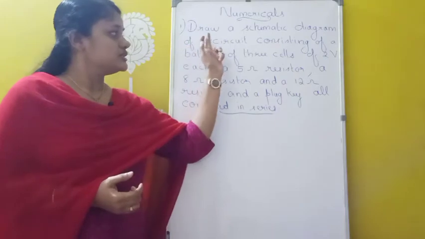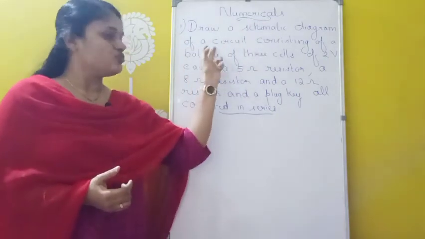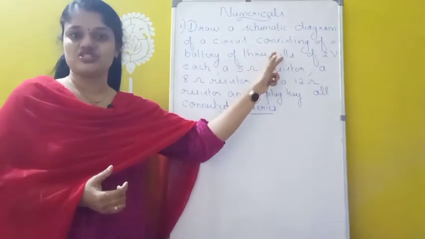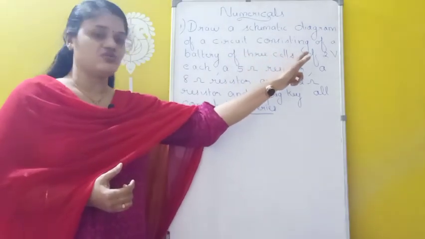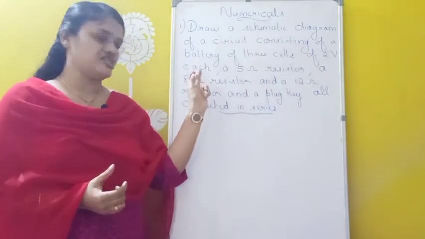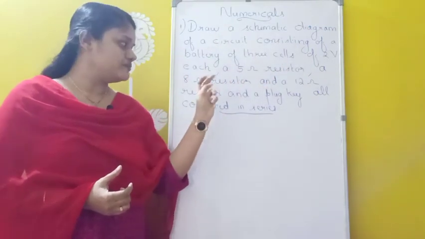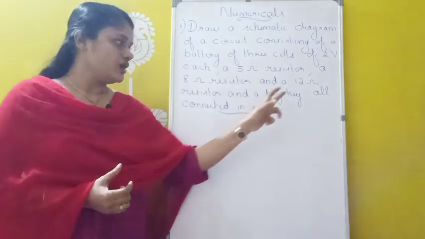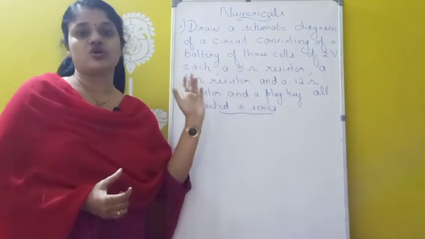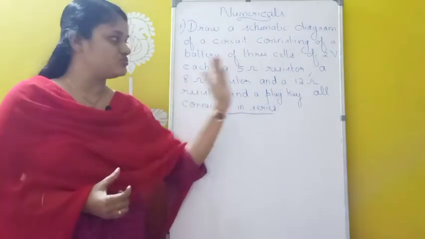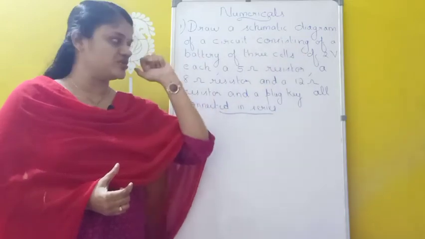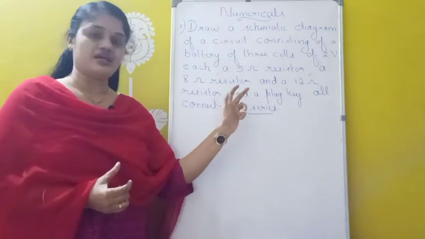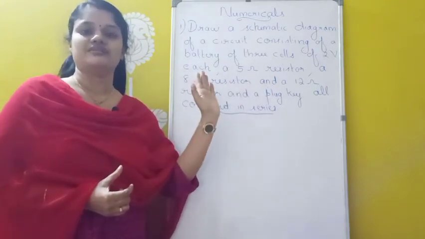So first one, draw a schematic diagram of a circuit consisting of a battery of 3 cells. This battery consisting of 3 cells, and each cell is of how much potential difference? 2 volt potential difference, and a 5 ohm resistor, an 8 ohm resistor, a 12 ohm resistor and a plug key all connected in series. So we have to draw a circuit diagram consisting of which all things? 3 cells of 2 volt each, then a 5 ohm resistor, 8 ohm resistor and a 12 ohm resistor as well as a plug key all connected in series.